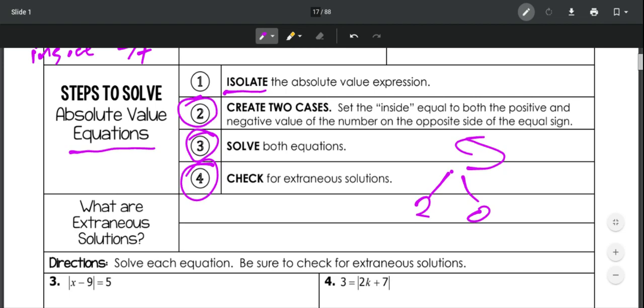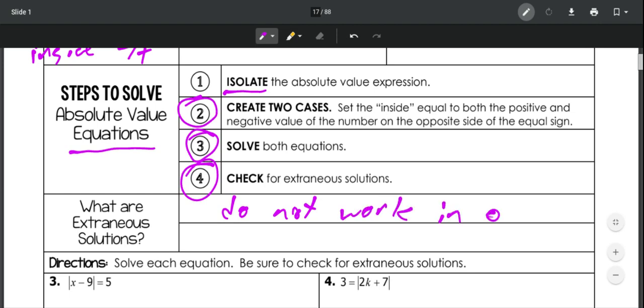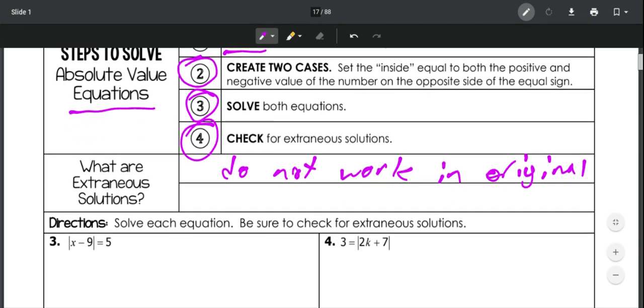You need to check to make sure that they're not extraneous, and we'll do that. All right, that's the basics of it. So right here where it says what are extraneous values, just put "do not work in original," which all that means is if we plug it in the original, it doesn't work. So they are not really solutions. They're extraneous solutions.